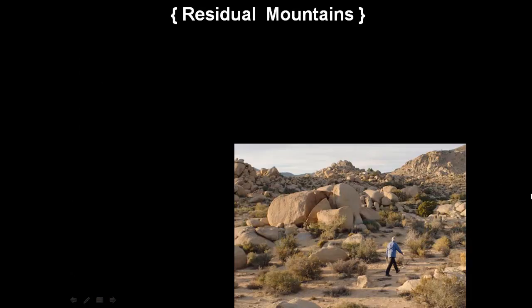Now we'll learn the third type of mountain, called residual mountain. These mountains are formed due to the intense weathering and erosion process. As you can see in the visual, this particular rock boulder and the surroundings are exposed rock. These are exposed due to intense weathering. Now we'll understand in detail the formation of residual mountains.